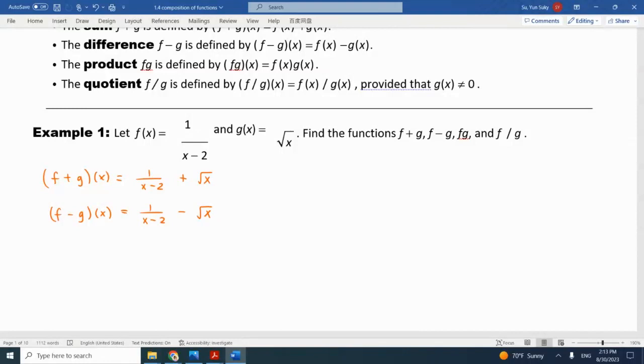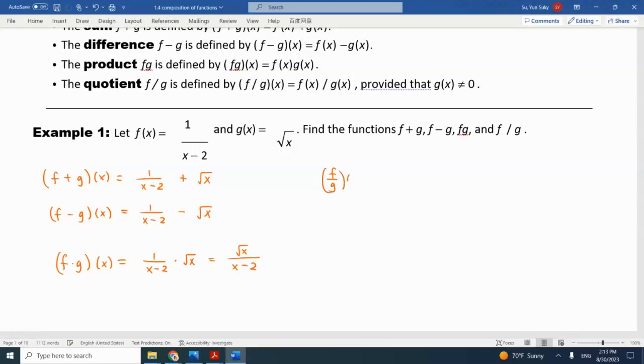Is that okay, everybody? And then f times g is f of x times square root of x. Usually we can then move it to the numerator. So it becomes square root of x divided by x minus 2. Right, everybody? Okay, and then f over g.